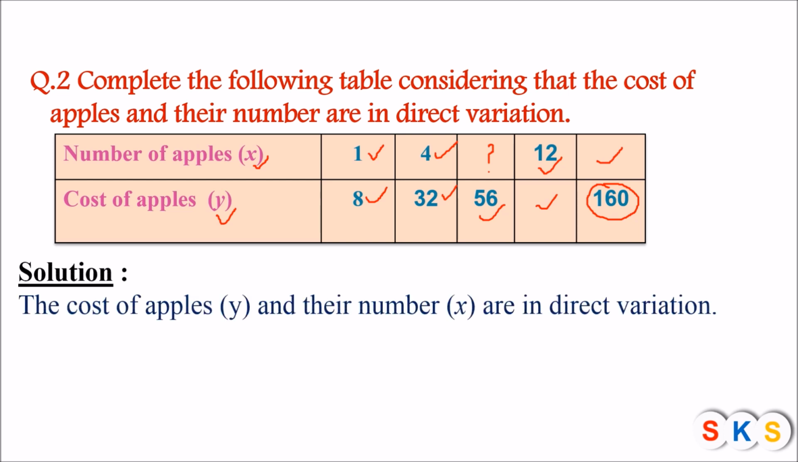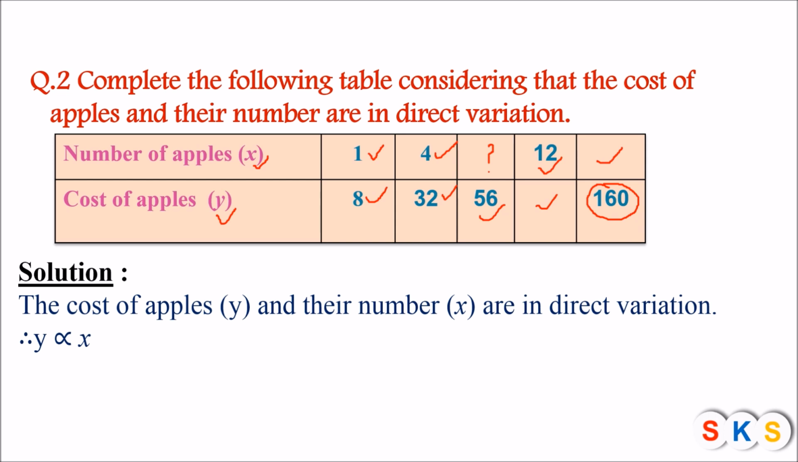The cost of apples and their numbers are in direct variation. So using the variation symbol, we can write this statement as y varies directly as x. You can see there is an alpha sign between y and x, and the alpha is for variation symbol. So we write y varies directly as x.